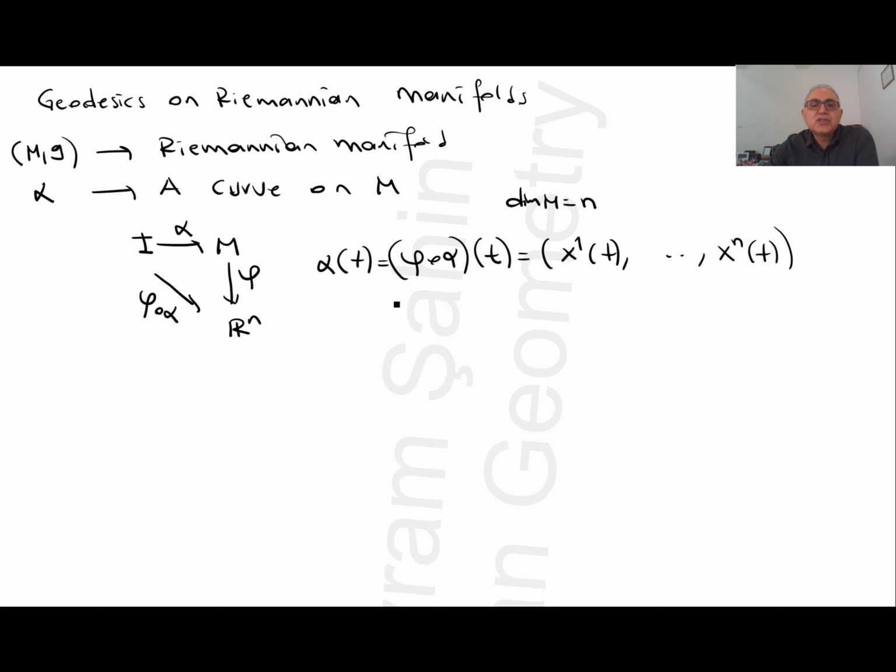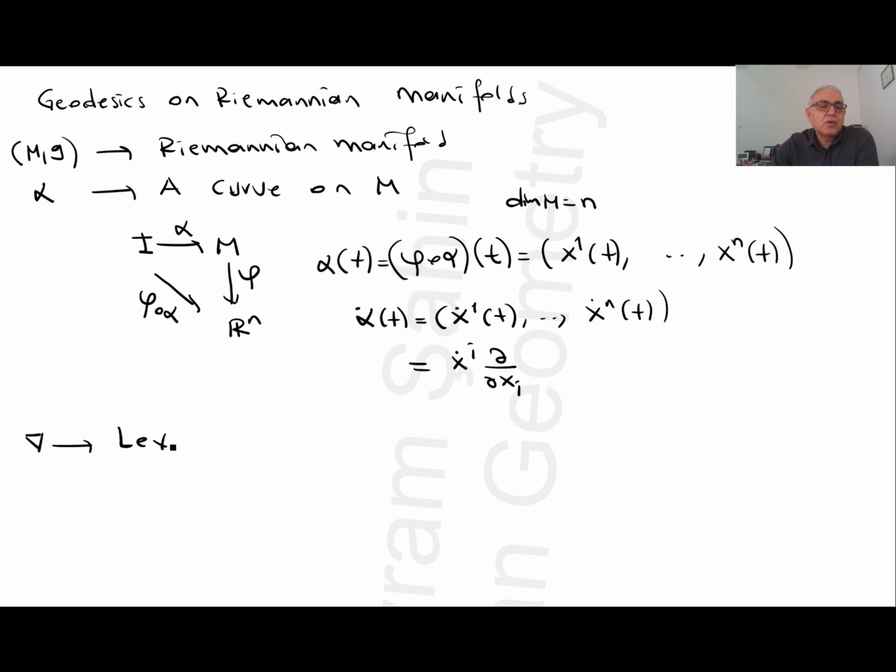So when we mention the tangent vector of this alpha, we mean x1 prime of t, ..., xn prime of t. So you can write this as x_i prime times the partial derivative with respect to x_i. So this is the frame of this manifold. Also we have nabla, this is the Levi-Civita connection. Sometimes we call this one the Riemannian connection.